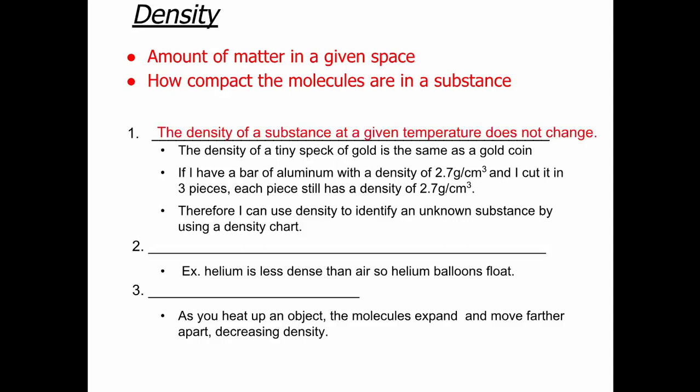So the density of a given pure substance is a constant. At a given temperature, it doesn't change. A tiny speck of this gold has the same density as this block, which has the same density as this cube of gold. They all have the same density if they're pure gold, and if they're all at the same temperature.